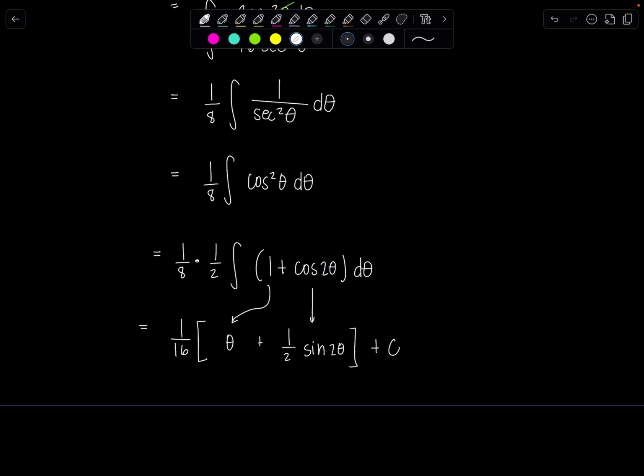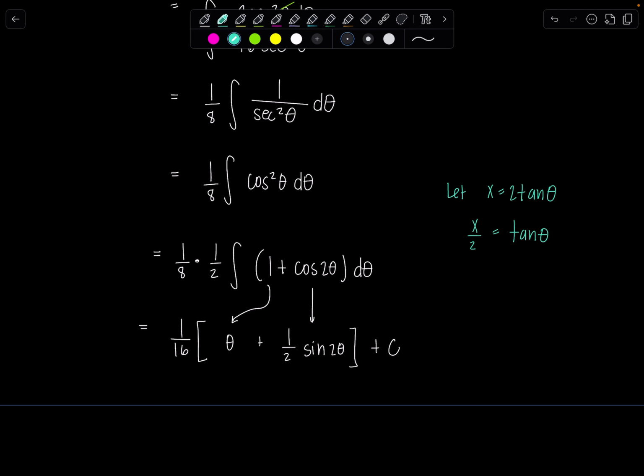Perfect. I'm going to keep the 1/16 out there for a little bit. And then remember, we have to go back to the original variable of the integral, which was x. So how to do that? It's triangle time. Remember, we made the substitution early in the problem. We let x equal 2 tan theta, which means x over 2 is tangent theta.